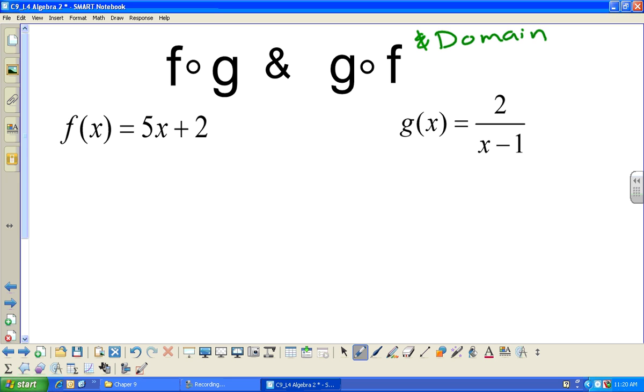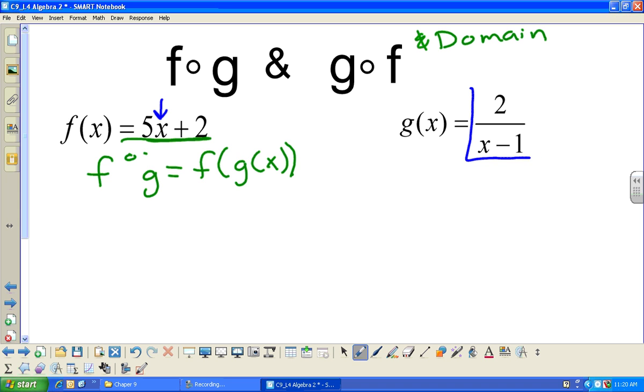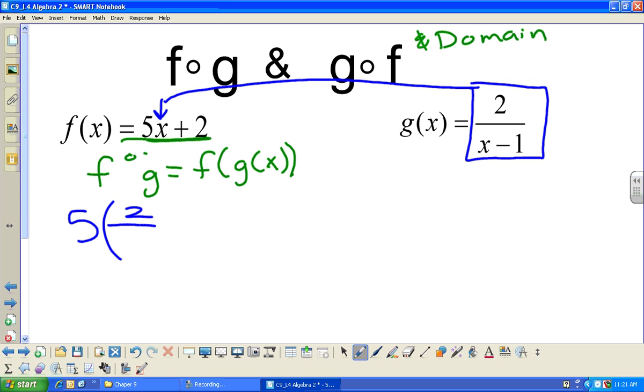So if I find f of g first, what I always do is write f of g is equal to the function of f with the function of g on the inside. I already know the function of g. So that means when I start writing the function of f, anytime I see an x value, here's my x, I am going to replace it with this whole value because that is the function of g. So I'll have 5 times 2 over x minus 1 plus 2.